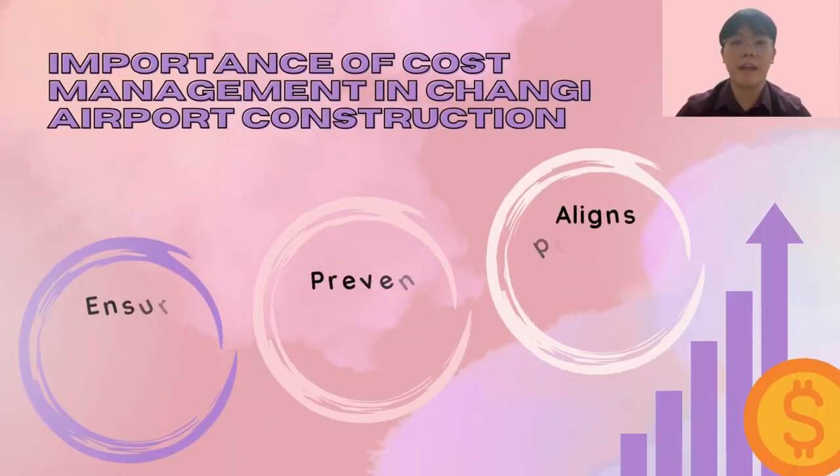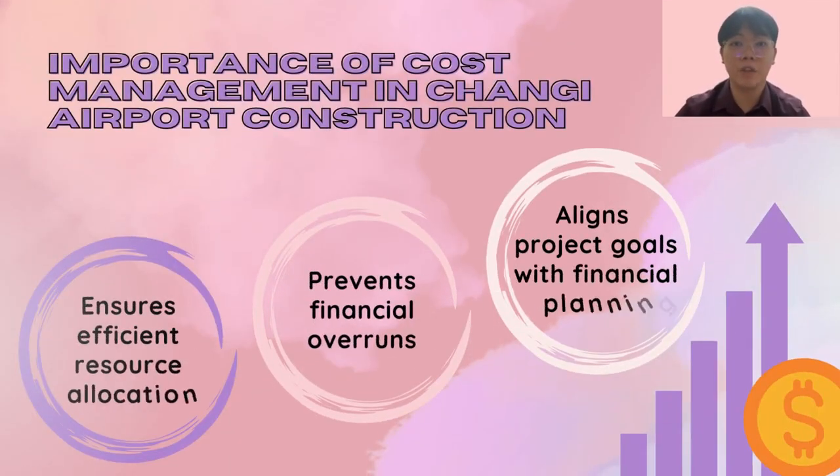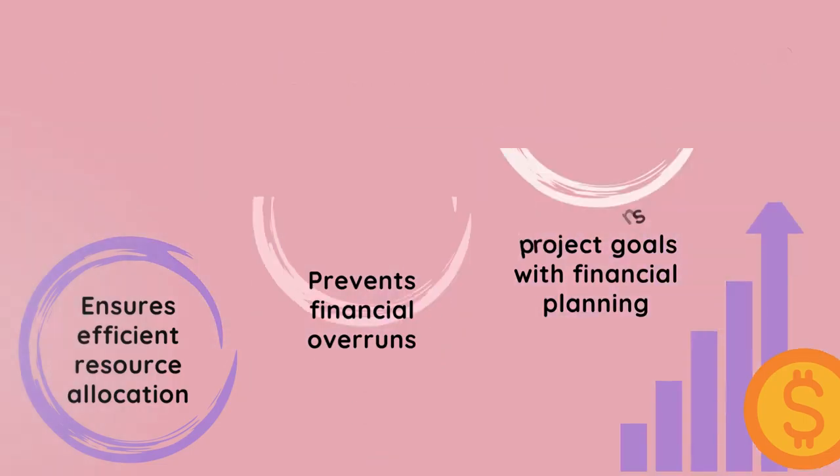Cost management plays an important role in the successful construction of Changi Airport. It ensures efficient resource allocation, allowing the project to handle large-scale activities such as building terminals and runways. By preventing financial overrun, cost management avoids delay and maintains the quality of construction. It also aligns project goals with financial planning, ensuring that all stakeholders are on the same page throughout the process.